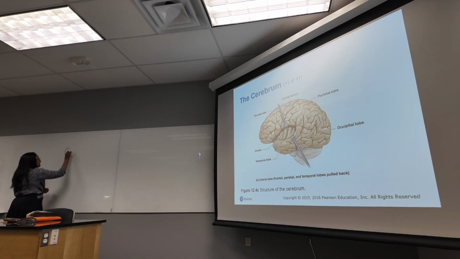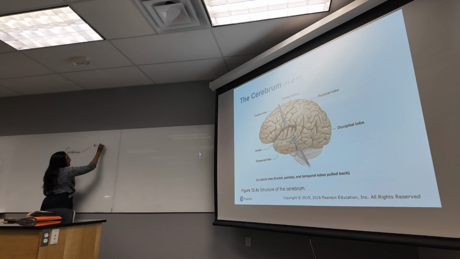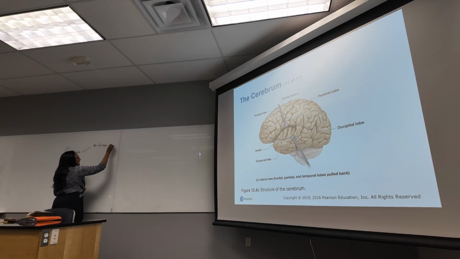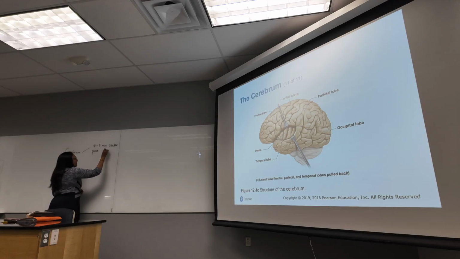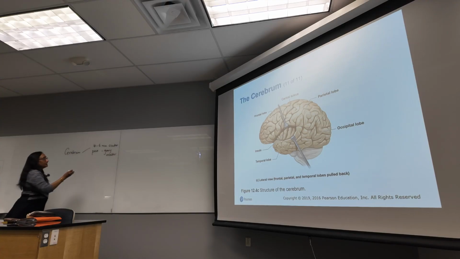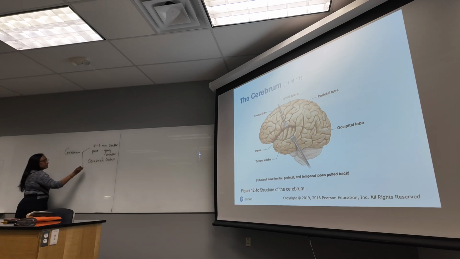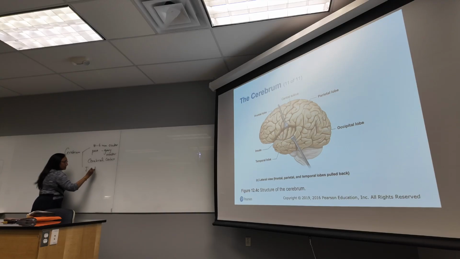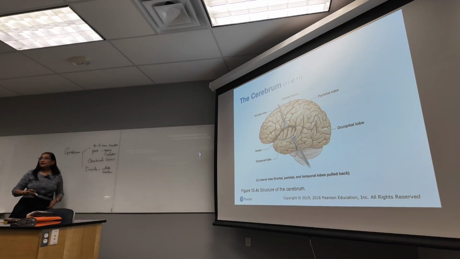Now, in the cerebrum, please remember, we did talk about this, the outer 4 to 6 millimeters is gray matter. Okay, this is gray matter, which is the cell body of the neurons and the dendrites. We call this the cerebral cortex. And the inside is white matter, which is the myelinated axons.